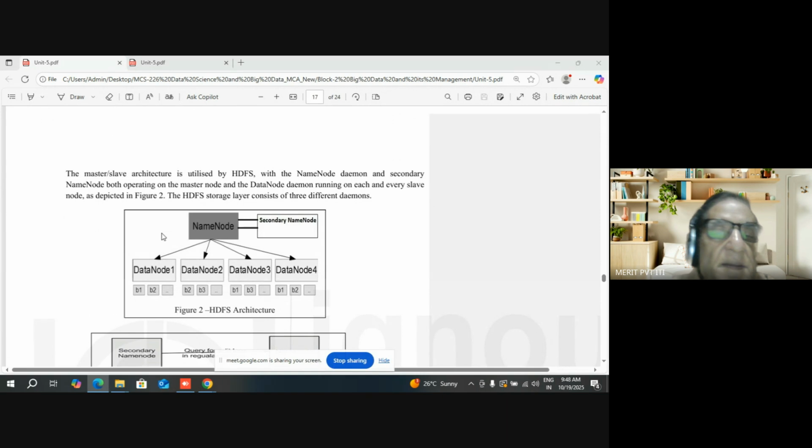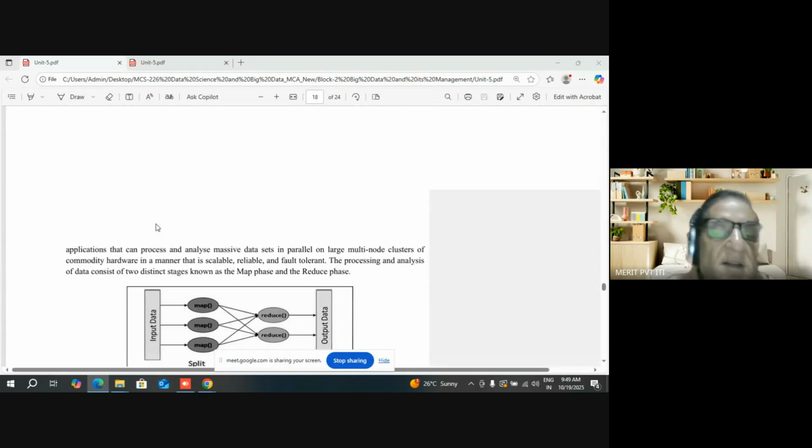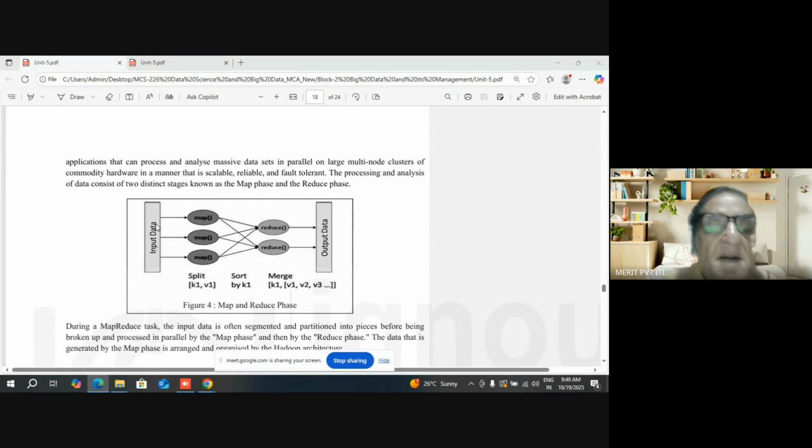This is name node, data node 1, data node 2, data node 3, secondary name node and all that. And this is the secondary name node. So this is name node, FS image, copy the update this FS image and all that, secondary name node and all that, Hadoop clusters and all that. These are the map and reduce phase.